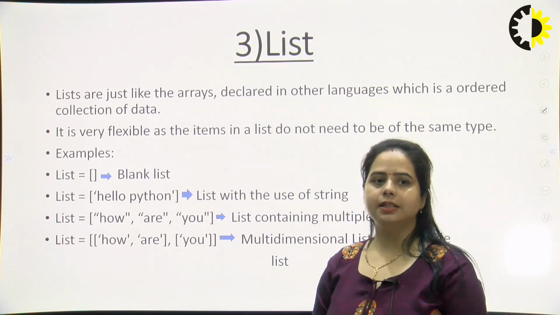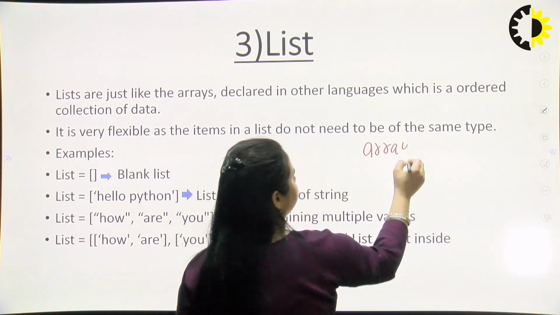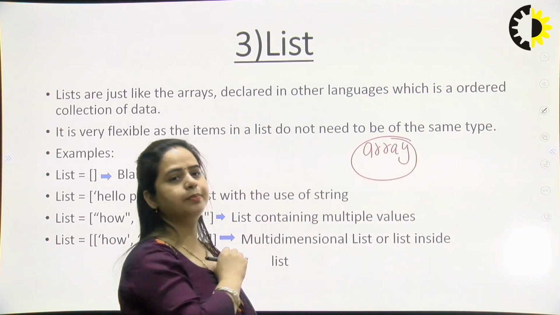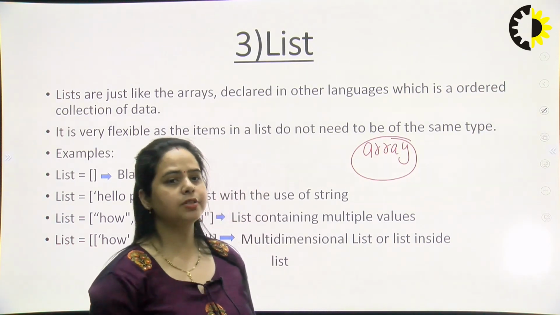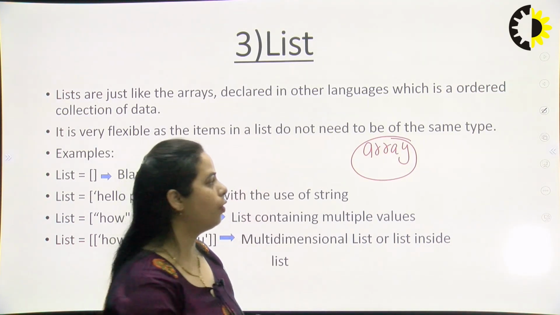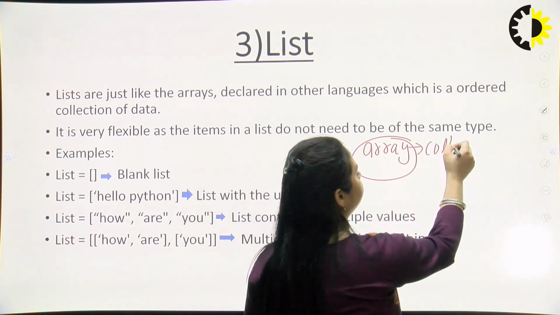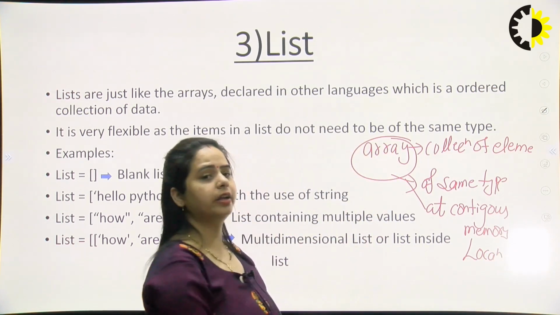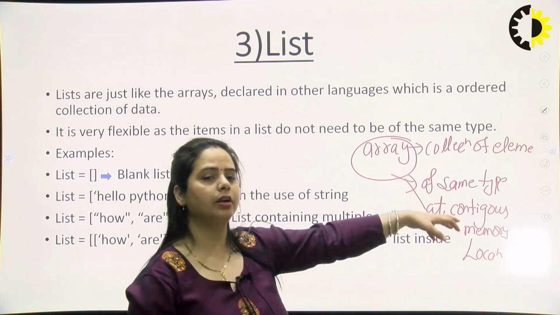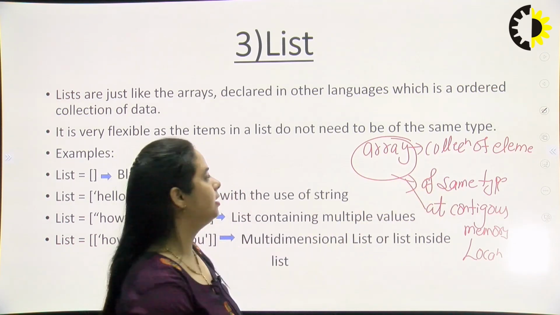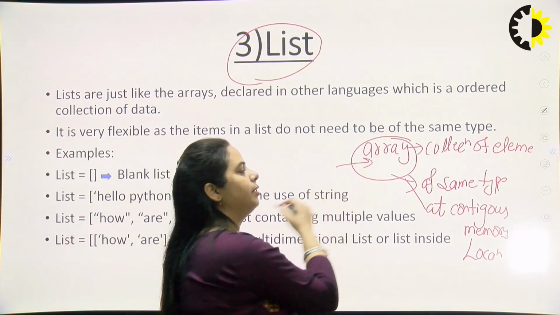Next data type is list. You have studied about array. What is an array in C programming language? Basically, array is the collection of elements or items of the same data type stored at a contiguous memory location. This is the definition of array in C. So basically, list in Python is equal to array in other programming languages.